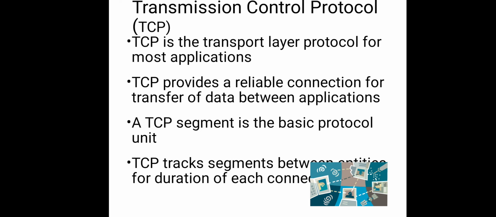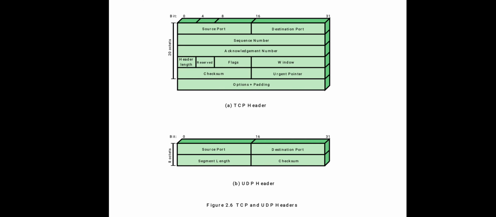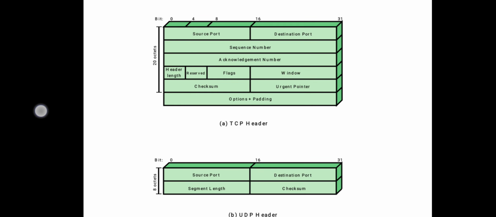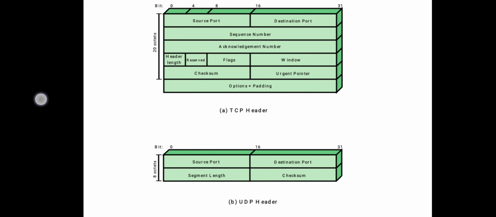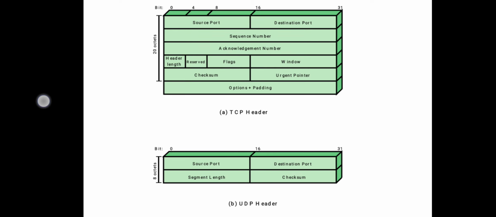In TCP we call the unit a TCP segment, in UDP we call it a UDP datagram. A TCP segment is the basic protocol unit. TCP tracks segments between the two ends for the duration of each connection. Then we have the TCP header, which contains source port, destination port, sequence number, acknowledgement number, header length, reserved, flags, window, checksum, urgent pointer, options and padding. Then the UDP header contains source port, destination port, segment length and checksum. That's it.